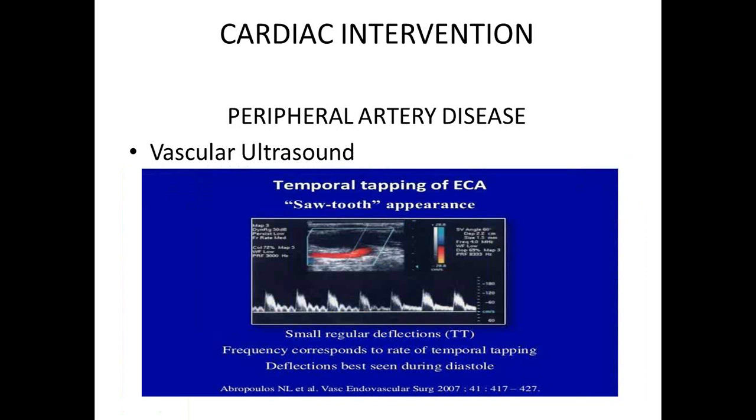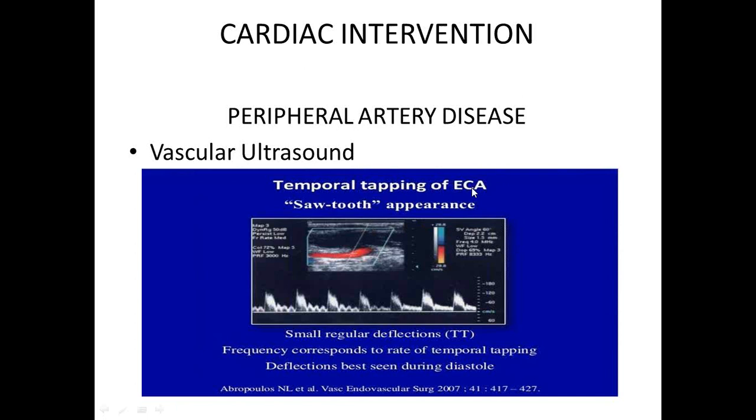So when you do the ultrasound in the carotid and you come to the bifurcation, so you're in the common carotid and you come to the bifurcation, sometimes it's difficult to determine which one is the internal carotid artery and which one is the external carotid artery. One way to do that is what we call the temporal tap. Okay, so you just tap the temporal area, and because the internal carotid artery goes into the brain, you're not going to affect the internal carotid artery by tapping the temporal area. We call it so-called temporal tapping.